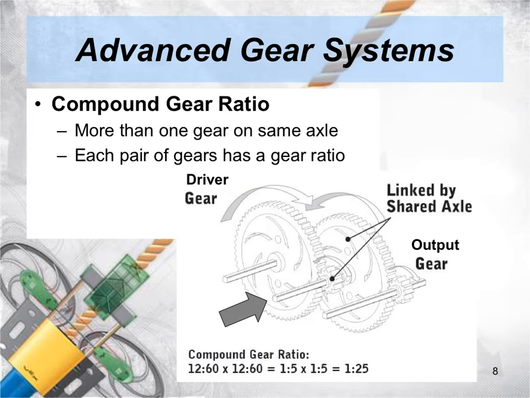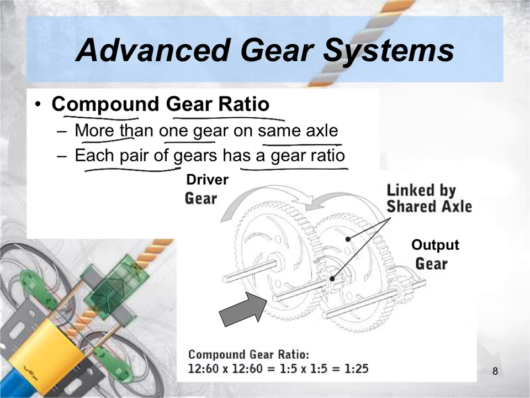Now the last advanced gear system that I want us to take a look at is called compound gear ratios. What is a compound gear ratio? Well, these are very rarely seen in my class, but they are something that you could build. A compound gear ratio is when you have more than one gear on the same axle. In that instance, each pair of gears has a gear ratio. Let's take a look at this picture here.